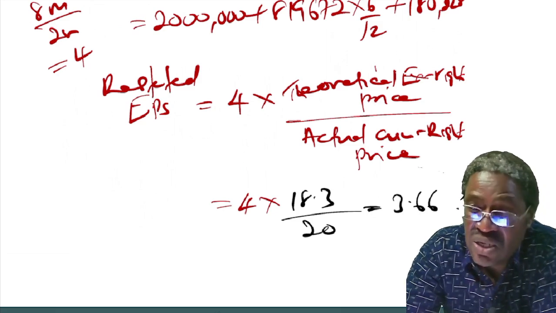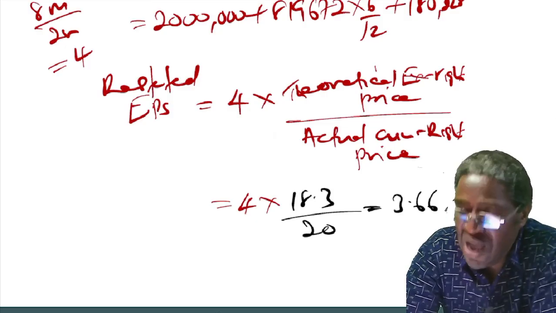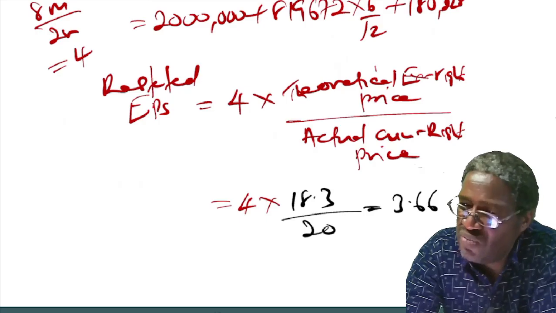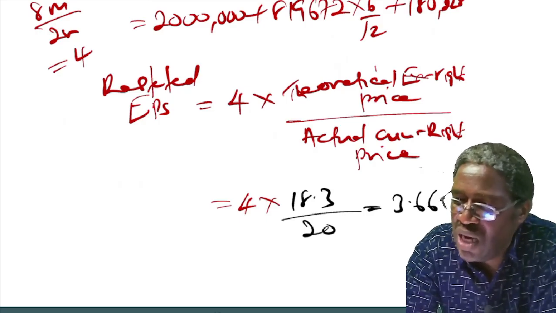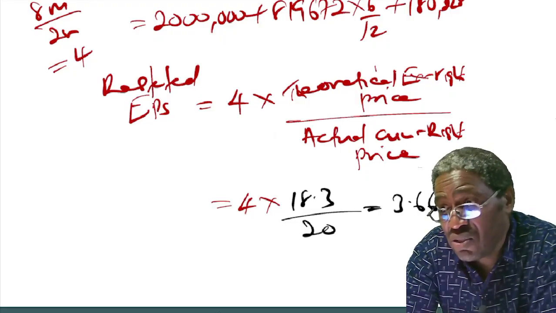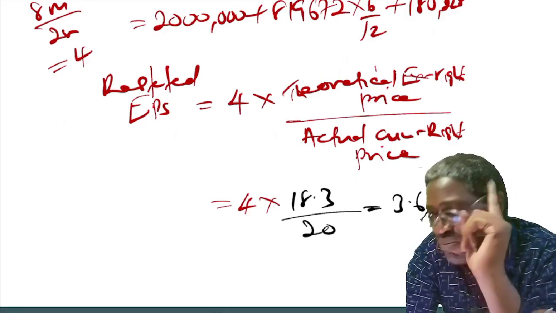I have said you multiply the EPS of the previous year by a factor. That is the theoretical ex-right price, divided by the actual right price. Good. I think I'm through now with the rights issue.